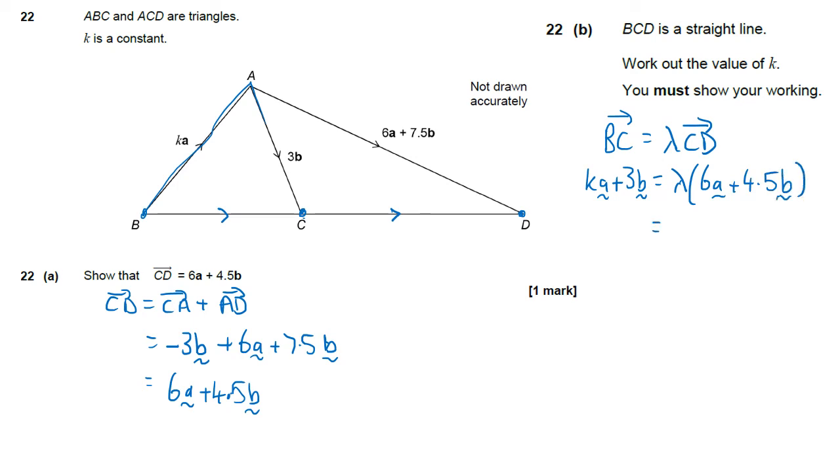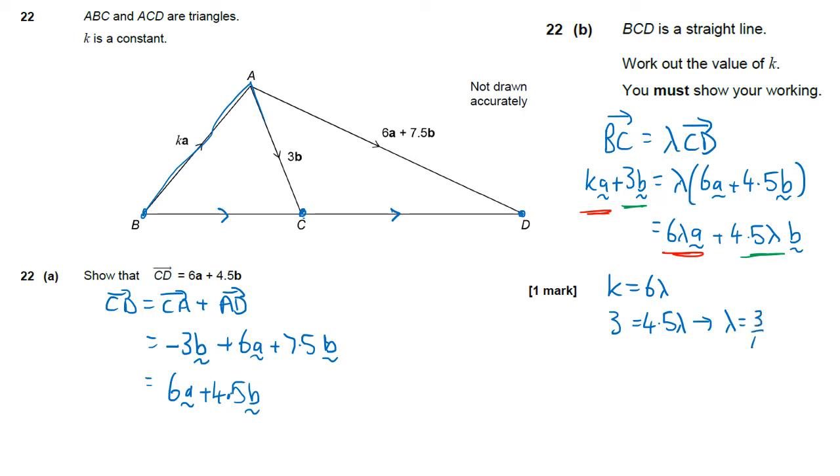Let's just multiply that out. So 6 times lambda in the A direction plus 4.5 lambda in the B direction. And what we know is that on both sides of the equation, the coefficients of the different vectors A and B must be equal. So we've got that k is equal to 6 lambda by looking at the A parts. And if we look at the B parts, then we can also write down that 3 is equal to 4.5 lambda. And that gives us that lambda is equal to 3 over 4.5.